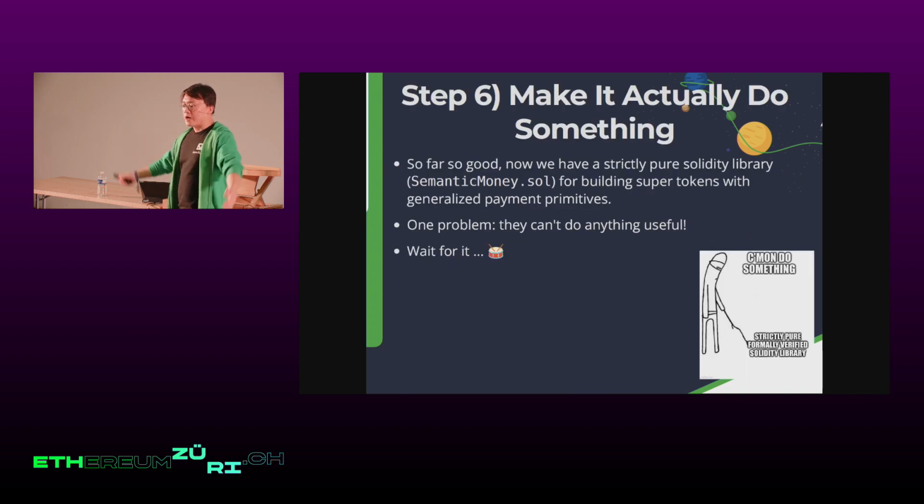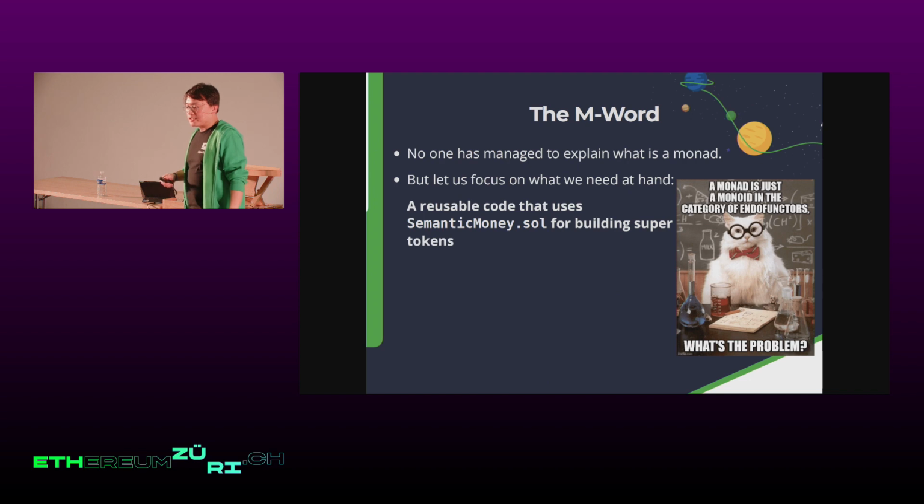So, okay, now what? We have a pure function library that does a lot of things, but at the same time nothing, because it can't really change storage, can't do anything. So what do we do now? Let's call it the infamous M word. If you know functional programming, that's kind of the most dreaded word because no one can explain it. But let's focus on what we need. We need reusable code that uses the library we just created to build these tokens.